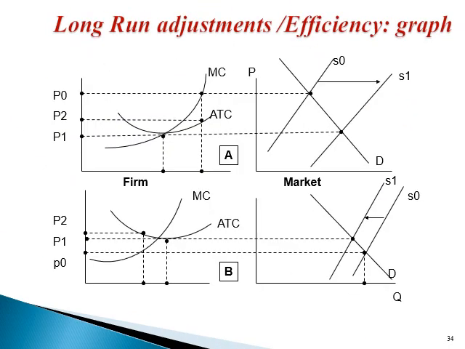Forget about that graph. This graph tells you how things will move if we include time in the story. What we call long run adjustments is exactly what I told you before. Suppose that the price of the product is high. I am making, as an individual producer, positive profits. I am making economic profit.